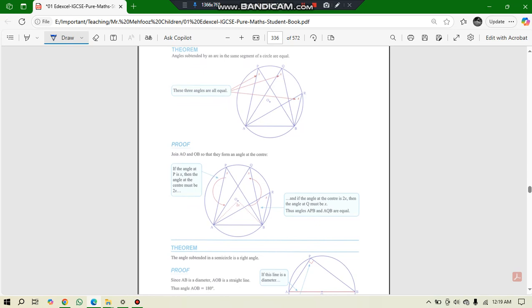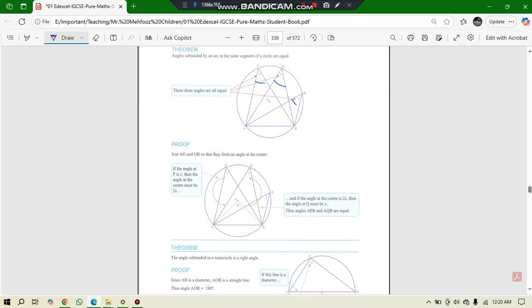The next theorem is that angles subtended by an arc in the same segment of a circle are equal. So this is the arc AB, and here the angle ARB is x, AQB is also x, APB is also x. These three angles are equal.